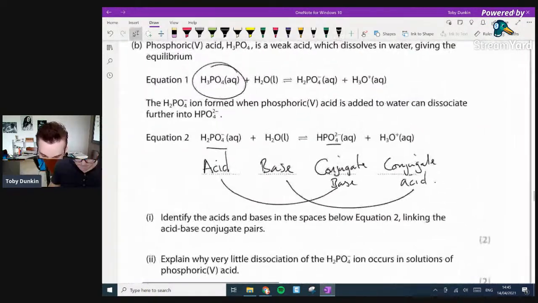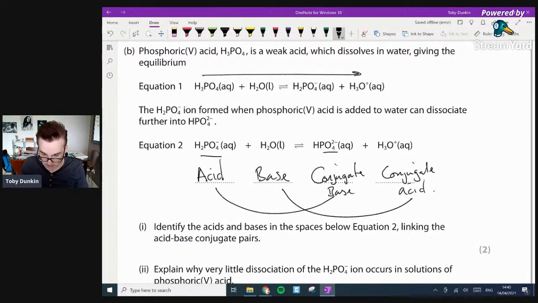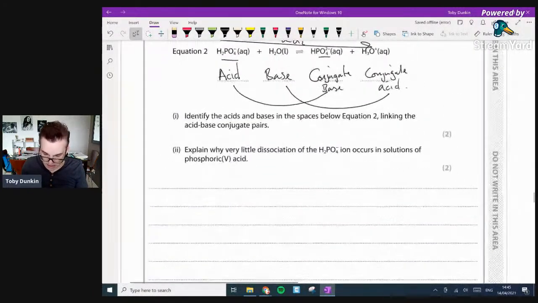So this is equilibrium. In equation 1, the dissociation of phosphoric acid goes to form this, and then the next one. So this is Ka2. This would technically be Ka1, and this would be the second Ka. This is Ka2, the second one of it. And it says, explain why there's very little dissociation.